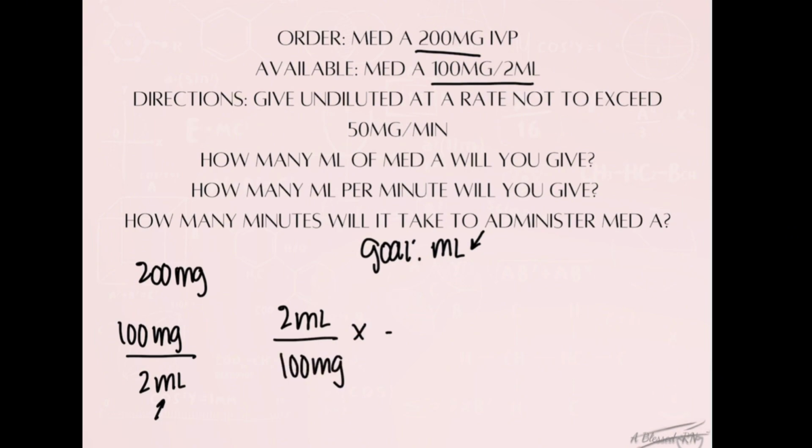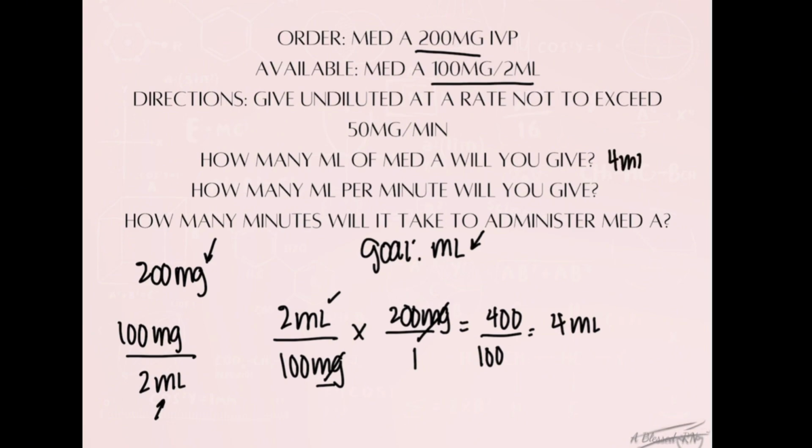2 milliliters over 100 milligrams. Now I have milligrams on the bottom, so I need to put my milligrams on the top. This puzzle piece has it, so 200 milligrams over 1, because it's not equal to anything. It's just single and by itself. Now I can do the math. I'll multiply across the top and get 400, then multiply across the bottom and get 100. Divide the top by the bottom, and that gives me 4 milliliters. That's how much medicine I need to draw up to give to the patient.